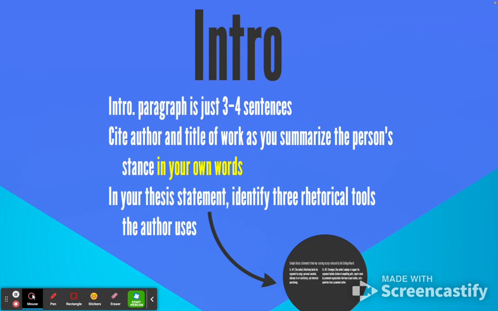So let's look at our intro. An intro paragraph is short. It's like 3 to 4 sentences. You're going to cite the author and the title of the work in your intro. That's super important. And then you'll summarize their stance in your own words. In your thesis statement, you will identify 3 rhetorical tools that the author uses. Those are going to be the 3 rhetorical tools that you write about in your body paragraphs.